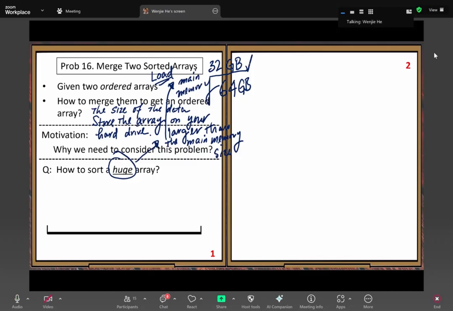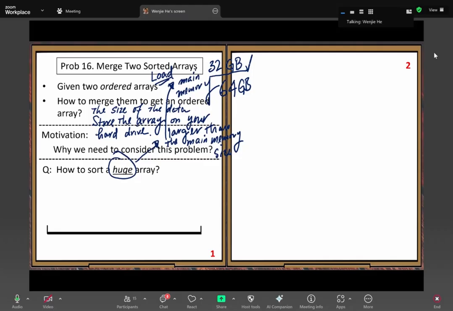But your data size is larger than this main memory size. Okay? Huge. That's my meaning of huge here. So you cannot load your data completely into your main memory. Partially, only partially, a subarray.